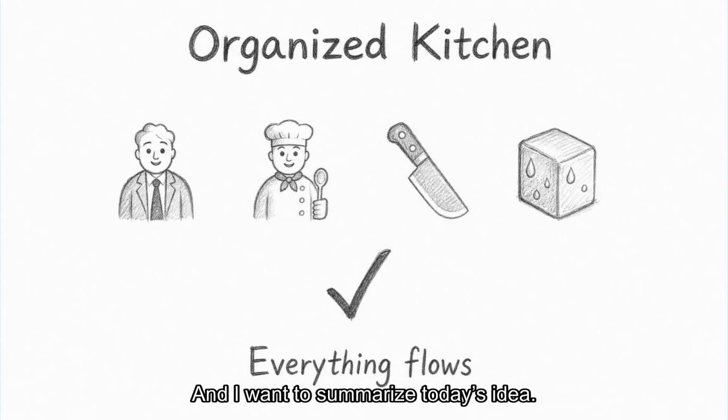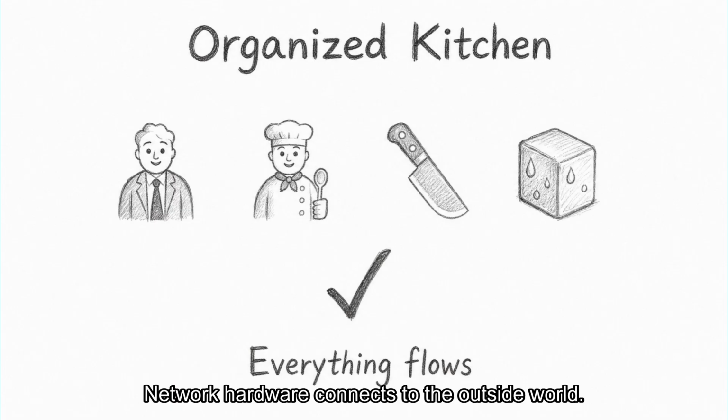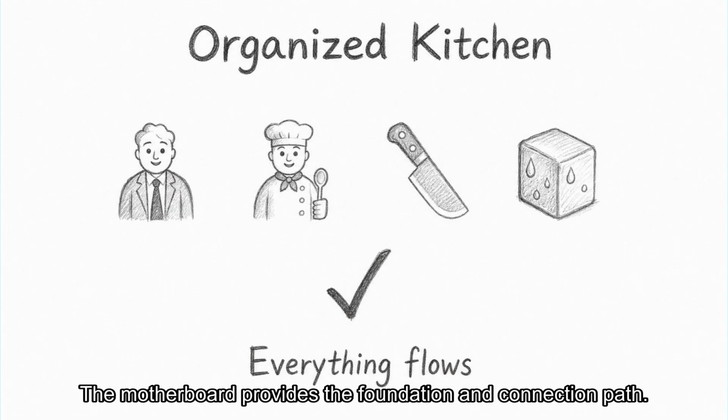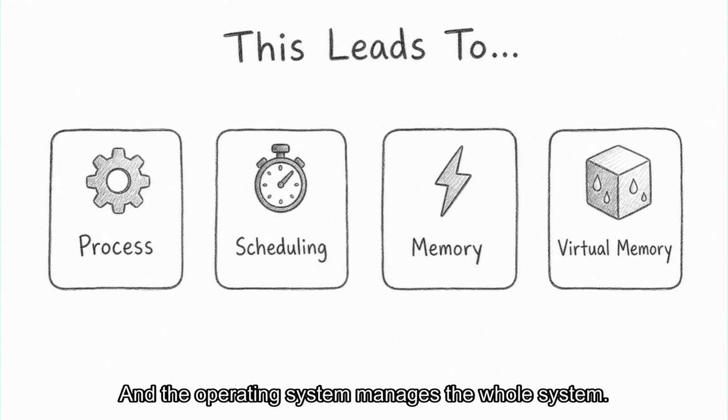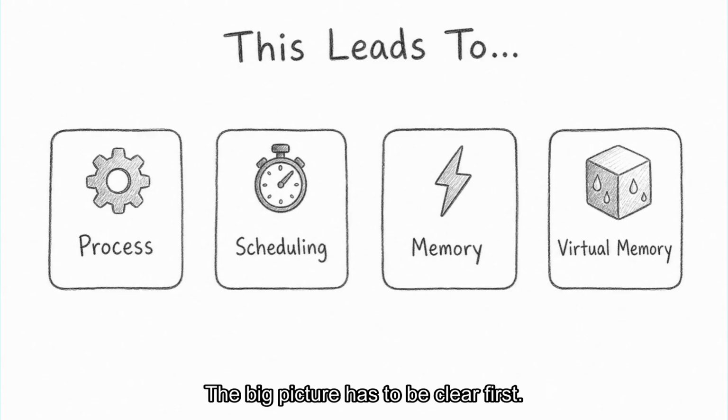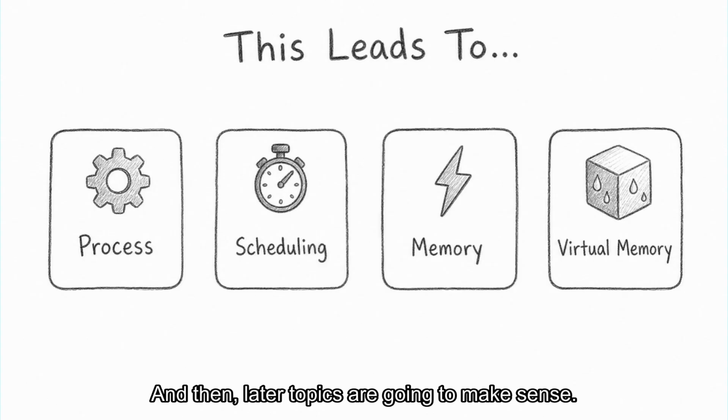I want to summarize today's idea. It'll be like this. A computer is not a system where the CPU does everything alone. The CPU handles processing. RAM is a workspace. Storage keeps data long term. Network hardware connects to the outside world. The motherboard provides a foundation and connection path. And the operating system manages the whole system. The big picture has to be clear first, and then later topics will make sense.